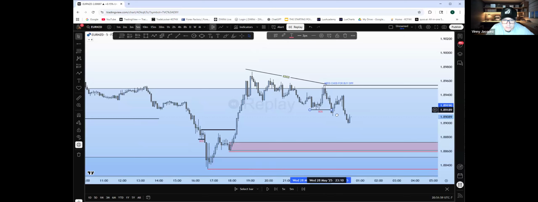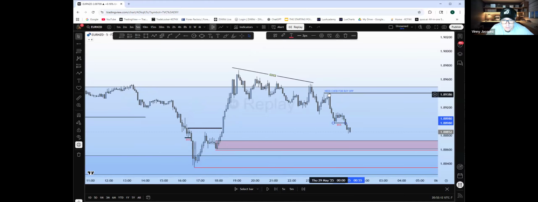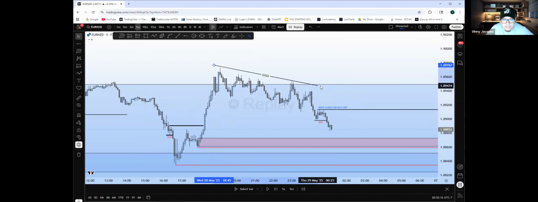Boom. Let's adjust. Do you guys see what I mean by adjusting now? We just have to wait for confirmation. Boom. We adjust. Let's see what's going to happen. All this is liquidity right here.